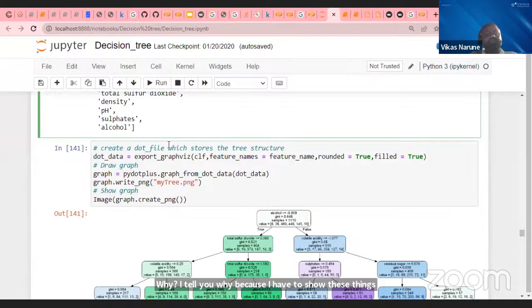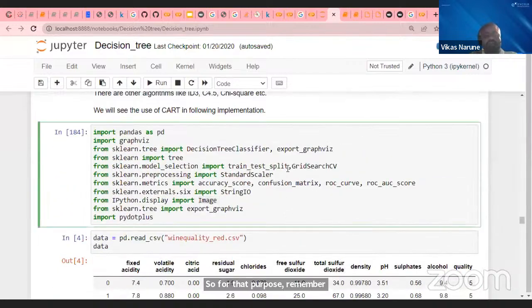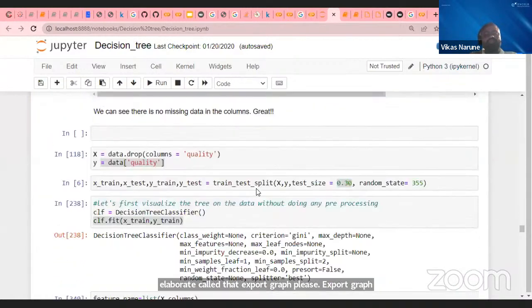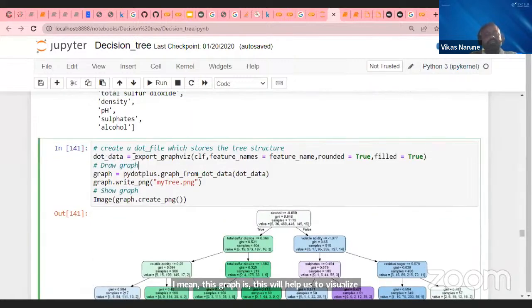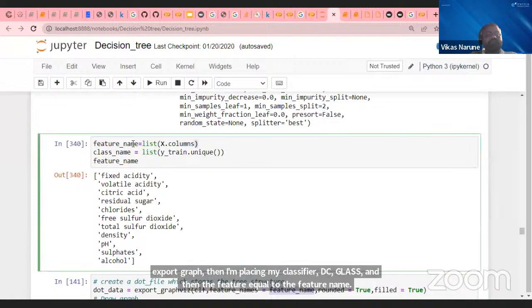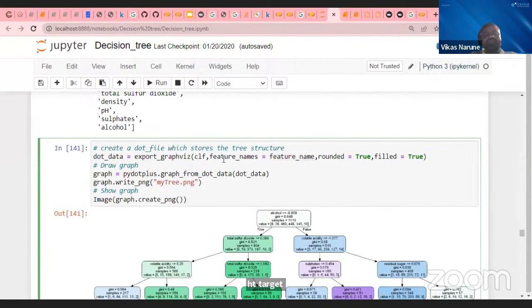For that purpose, remember we imported one library called export graphviz. This library will help us visualize the tree, what is going on in the background. So what I'm trying to do here: I'm calling this export graphviz, passing my decision tree classifier, and then the feature names equal to the column names, and my target value classes, which are my unique classes. So I'm passing that here.